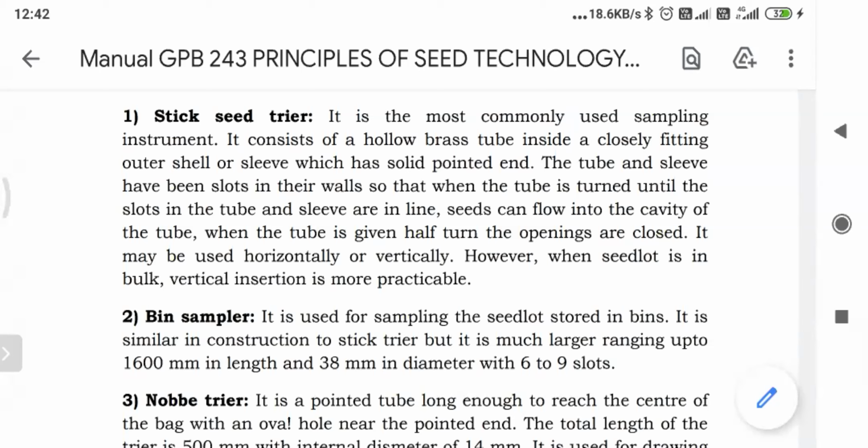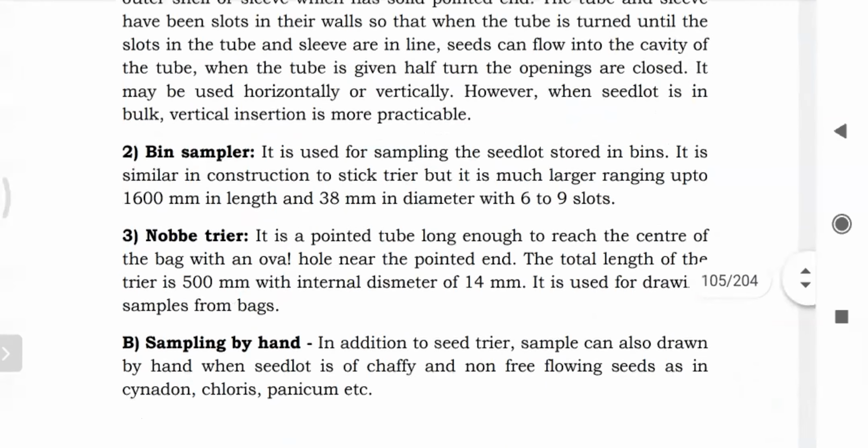Now what is a bin sampler? It is used for sampling seed lots stored in particular bins. It is similar in construction to the stick trier, but it is much larger, ranging up to 166 cm, that is 1 meter and 66 cm in length, with a diameter of 38 mm and with 6 to 9 slots. So the bin sampler is much larger as compared to the other samplers like the stick trier and knob trier.